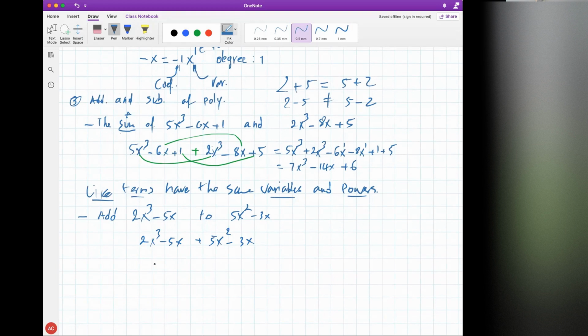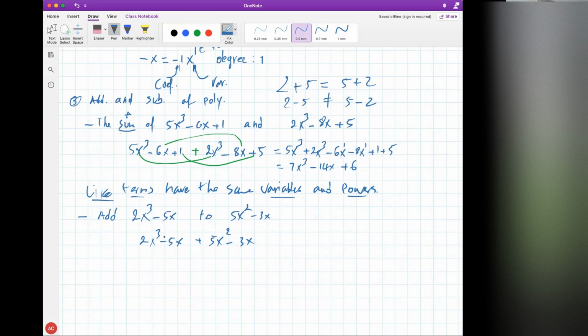Add and sum, it's the same. That's right. Sum is the result of addition. So we put both polynomials together. For example, you sum the sum of expression. This example, add. Sum and addition are the same thing.